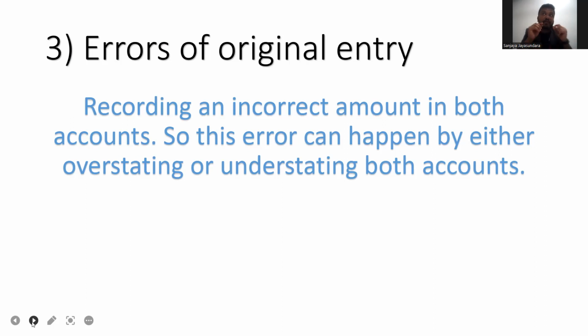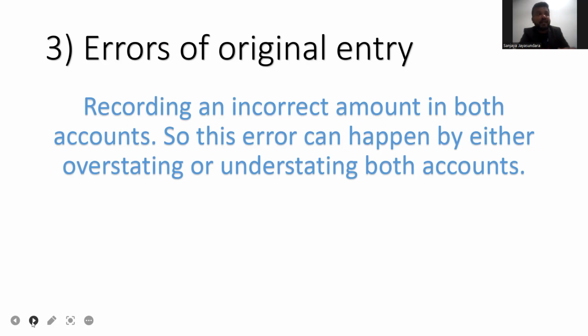So if both accounts are overstated, we take the gap and we record it on the opposite side. If both accounts are understated, we take the gap and we record it on the same side. So that is errors of original entry. In this video, I'm going to revise all the important theories. There will be another part of the correction of errors lesson with past papers and important questions.